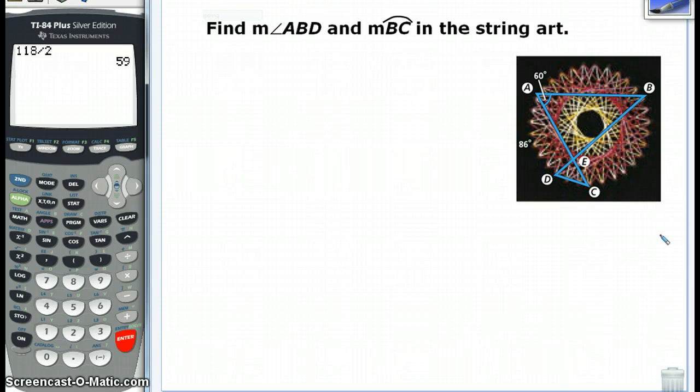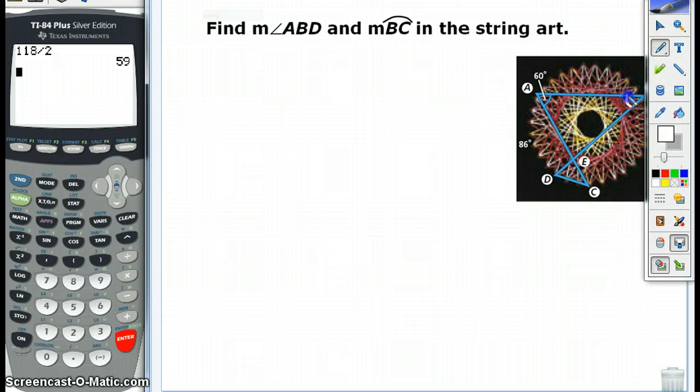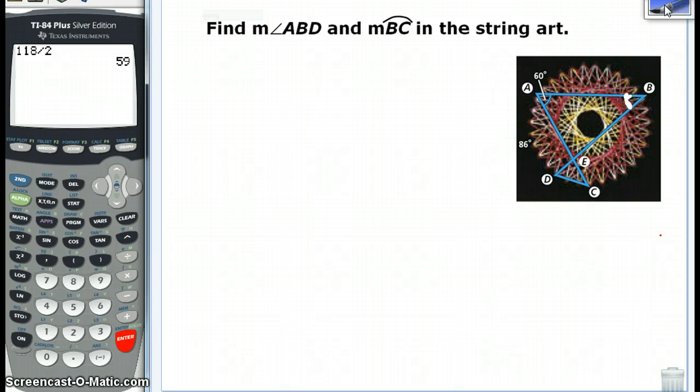Find the measure of angle ABD. So we're looking for this angle right there. I'm going to make that white so you can see it. We're looking for the measurement of that angle right there, and the measure of the arc BC right there. All right, let's go try to figure this out. We know that because this is 60 here, the inscribed angle is 60. Therefore, the arc that it intercepts has what measurement?